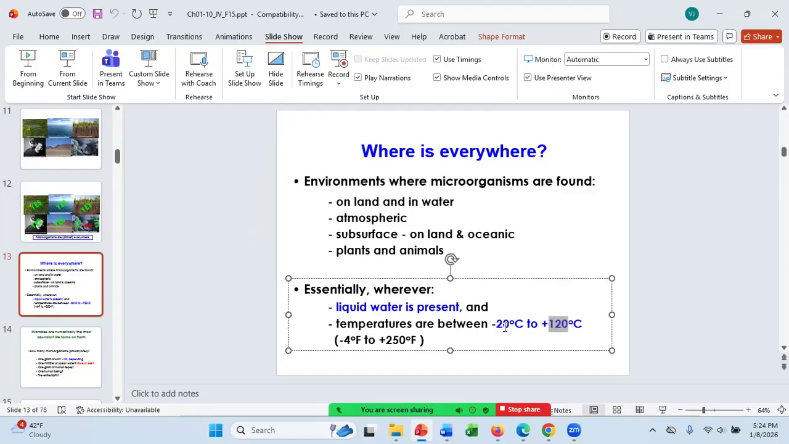and that's because they have antifreeze in the cell, and they can be metabolically active, at least some cells, down to minus 20 degrees C. But below that temperature, the cell will freeze. It may not kill it, but the cell will freeze. And that temperature range would be minus 4 degrees Fahrenheit to about 250 degrees Fahrenheit. Any questions about any of that?